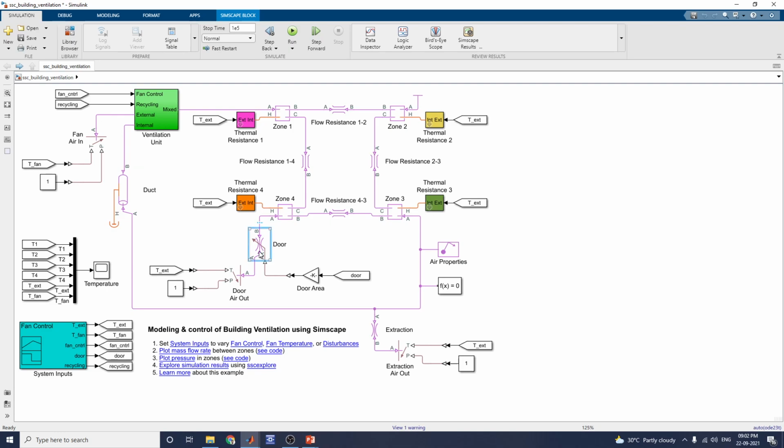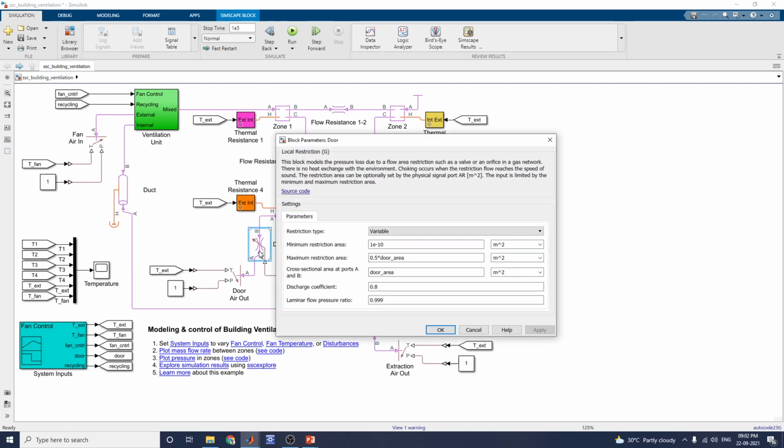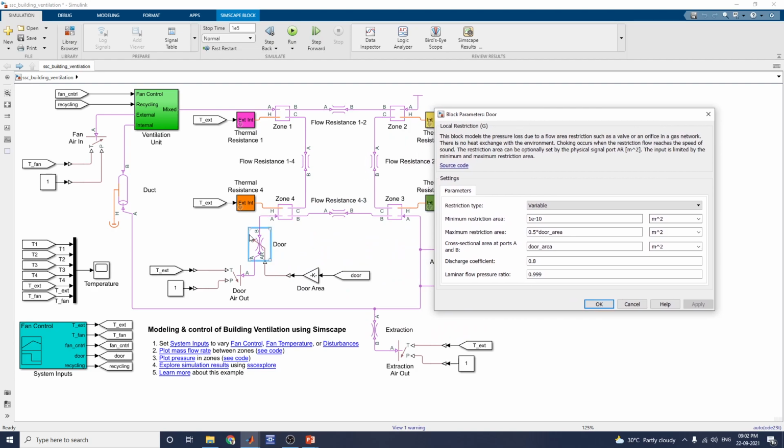Similarly, the door unit is also specified here. It is also taken from the local restriction block. This block models a pressure loss due to the flow area restrictions such as a valve or orifice in a gas network. There is no heat exchange with the environment. Here also the restriction type you can change, fixed or variable. In this example, we set the restriction type to variable.